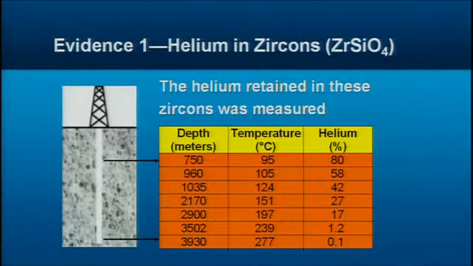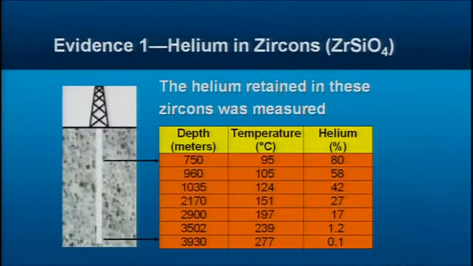However, something interesting. As you go down the drill hole, you can see in this table, at deeper depths, the in-situ temperature rose. That's right. At nearly 4 kilometres down, the rock was at 277 degrees. That's more than twice the boiling point of water. That's how hot the rocks were at that depth.